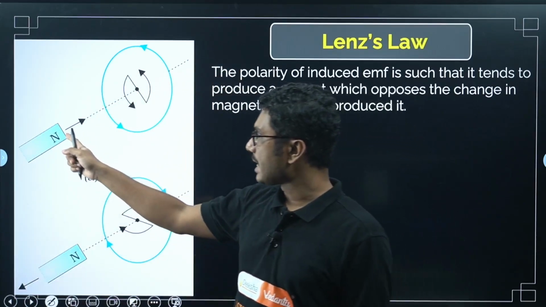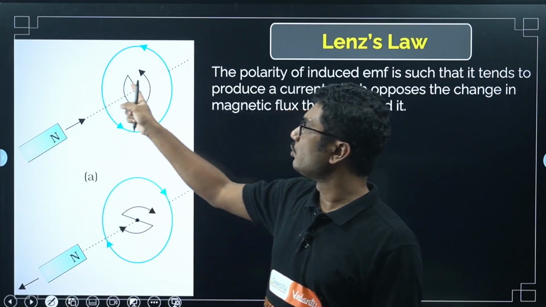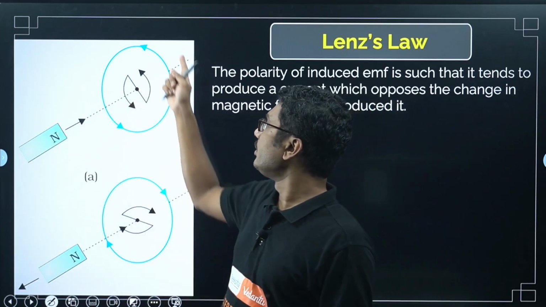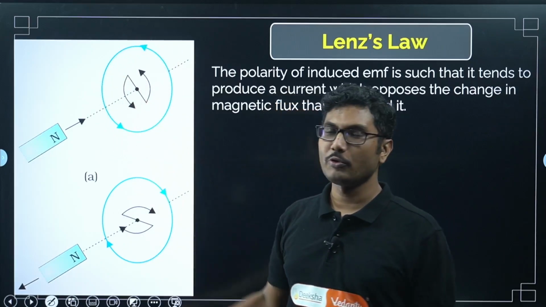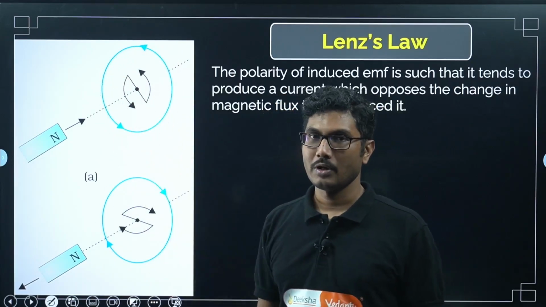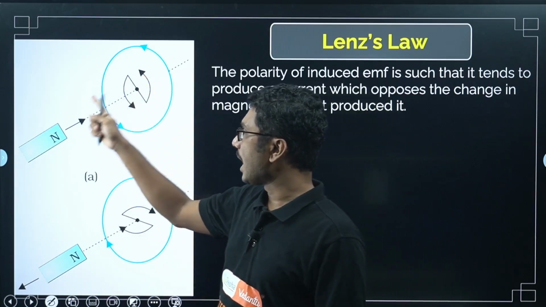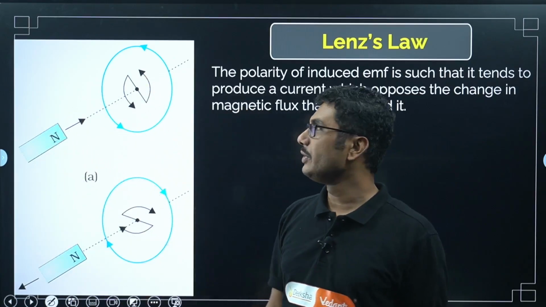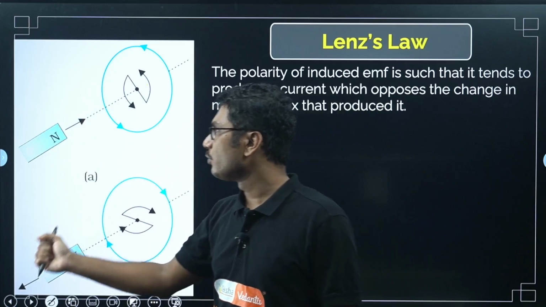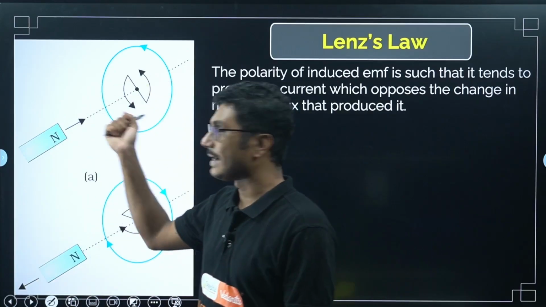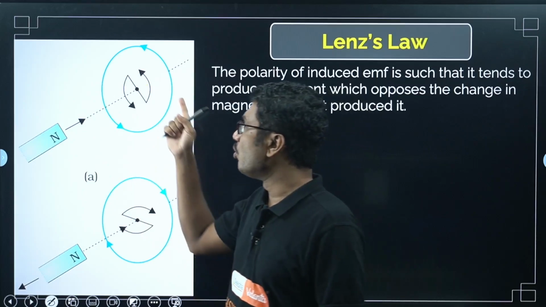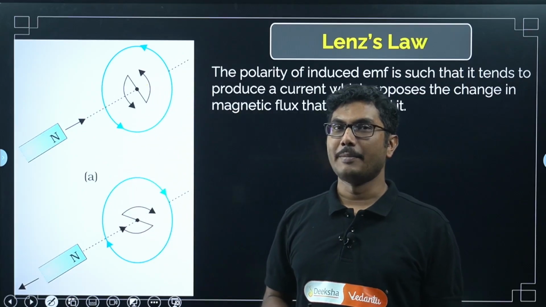How? Suppose I have a north pole and I am moving it towards the coil. The coil will produce current in such a way that a north pole is developed at this end. Now this north pole and this north pole, what will happen? They will repel each other. So you have to force this magnet. This is not easy. The faster you try to move, the stronger will be this magnetic field.